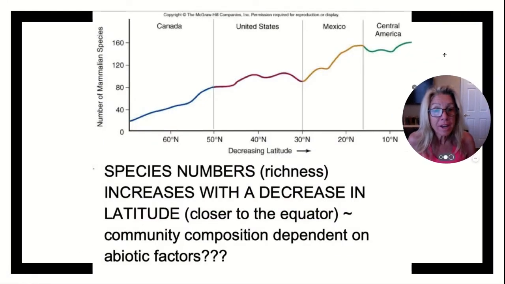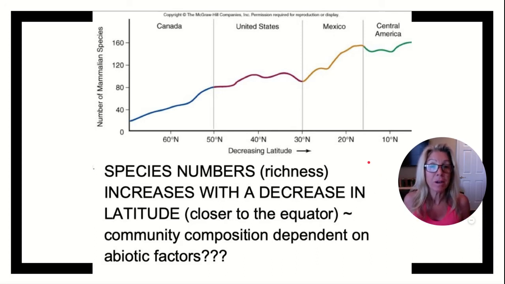Another thing we know about biodiversity, and we've talked about this earlier, is that the closer you are to the equator, the greater the species richness. Do you remember when we talked about climate, which is a factor of temperature and rainfall? And remember we studied the different biomes. The closer you are to the equator, the more biodiversity you have. So on letter D, species increase with a decrease in latitude, where 0 degrees latitude is right on the equator. The closer to the equator, the more species you will have. And those are abiotic factors, temperature and rainfall, influencing species diversity.